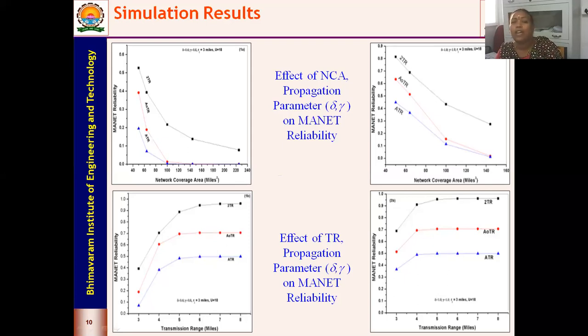The second way is to increase the transmission range of each node. If your transmission range was 3 miles, then when you increase it to 5 miles, even if you have a lesser number of nodes, most of the nodes will get connectivity. So that is how you can do it in this case. So when delta is going to be 0.6 and 0.8, this is the case.